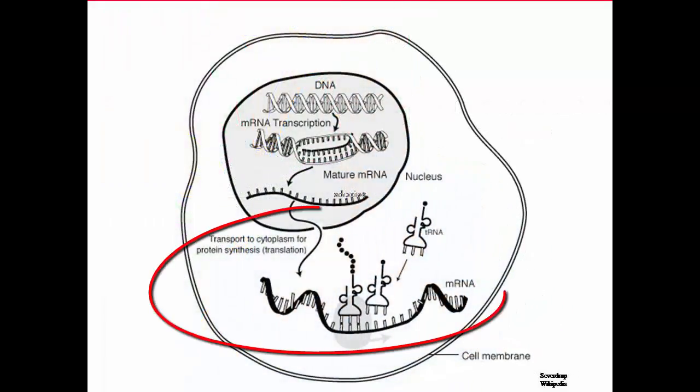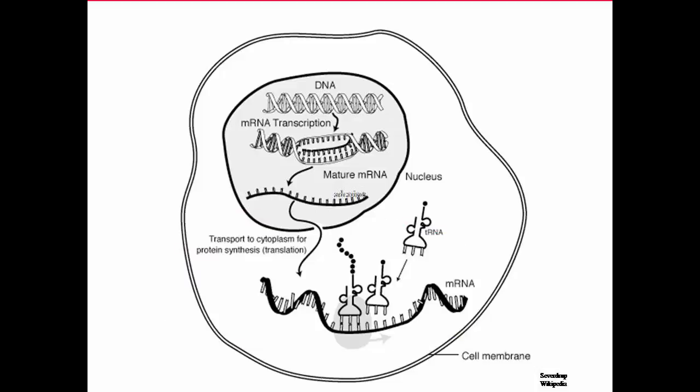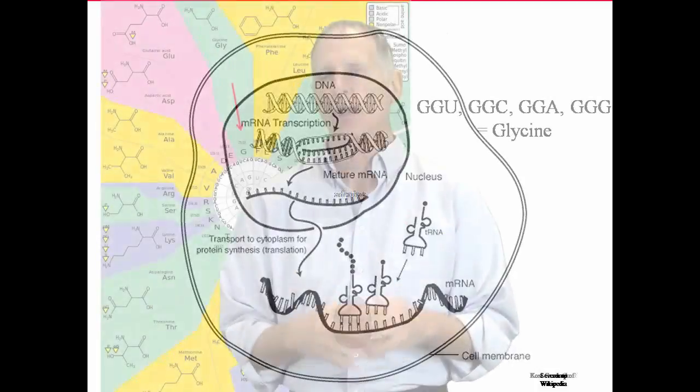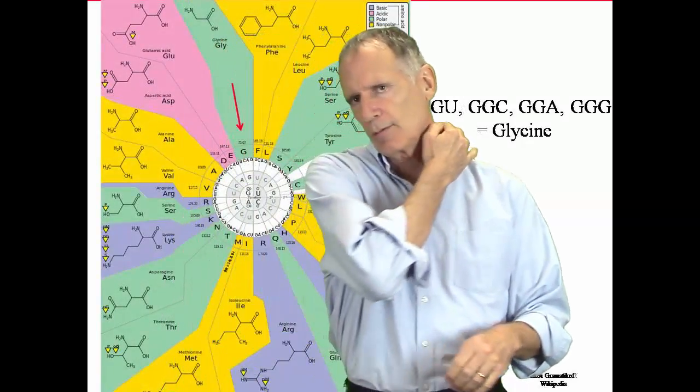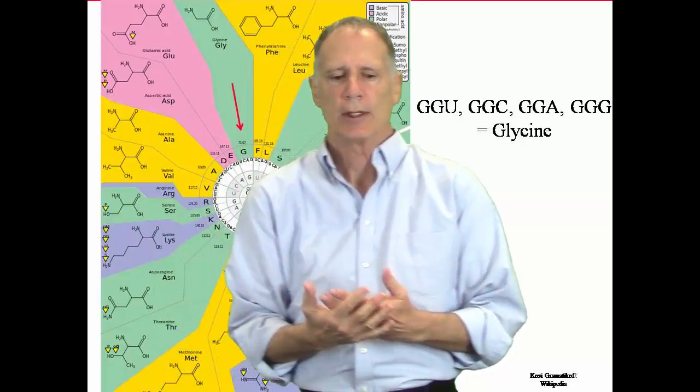And that's when we have the messenger RNA out in the cytoplasm. Then the cell has to take that messenger RNA and start making proteins from it. So let's talk about how that happens. And I want to first of all talk about Crick for a minute.